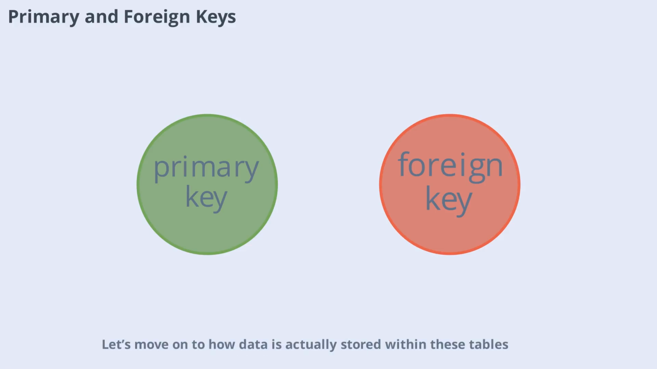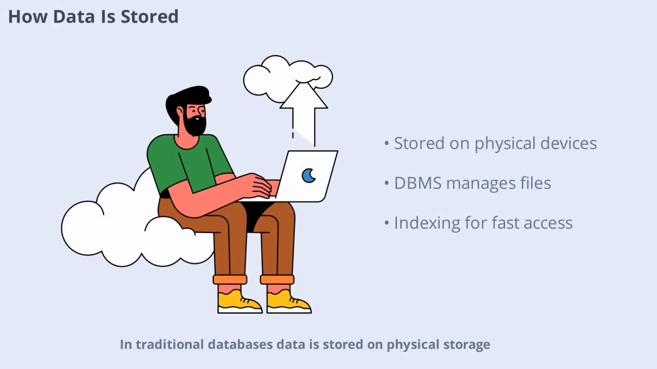Let's move on to how data is actually stored within these tables. In traditional databases, data is stored on physical storage devices like hard drives or solid-state drives. The Database Management System (DBMS) handles the organization, retrieval, and updating of this data. Data is typically stored in files, which are managed by the DBMS to ensure quick access and reliability. The DBMS uses indexing and caching techniques to speed up data retrieval, making sure users can access information without delay. This efficient storage system is one of the reasons why traditional databases remain popular for many applications.